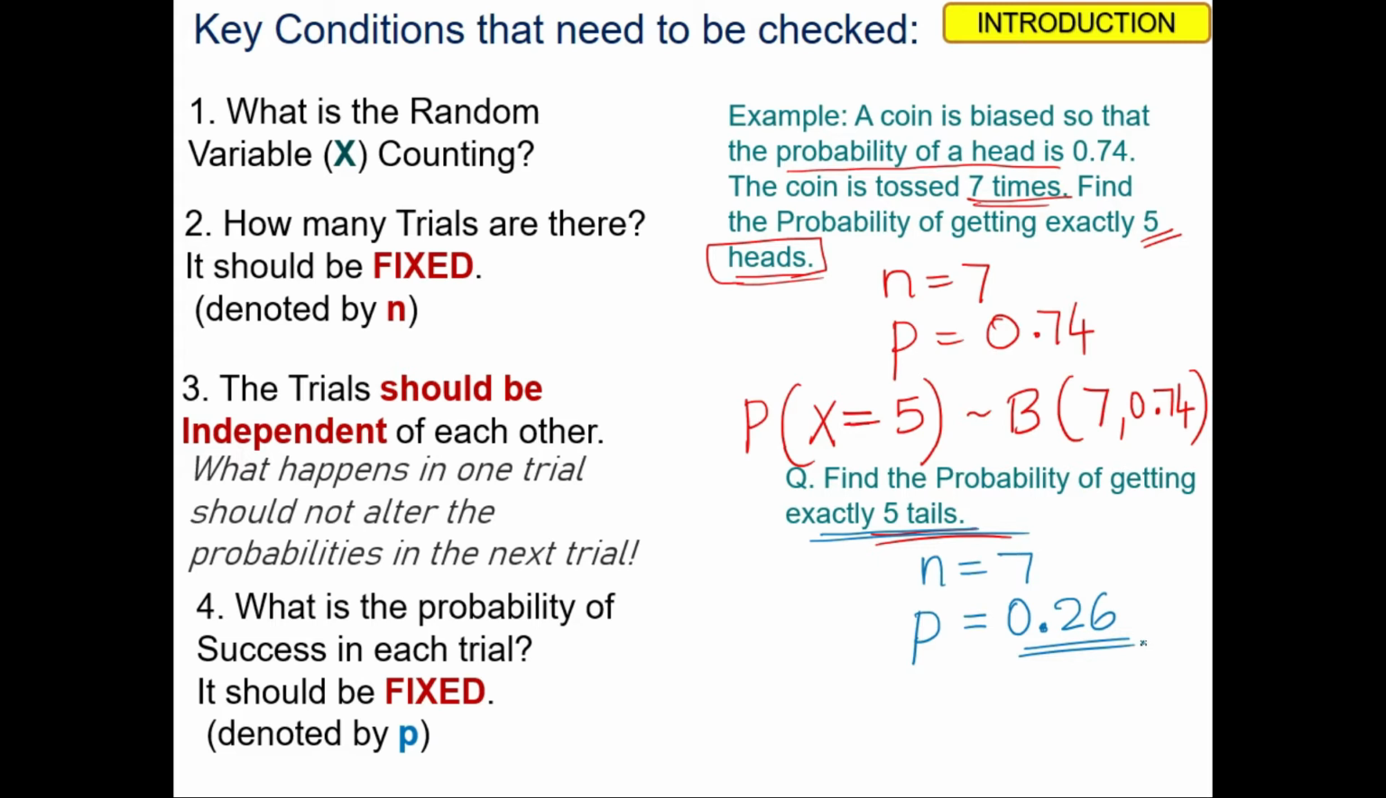So please be careful when you have questions like this. Make sure what the random variable is counting so that you take your probability according to it. And the remaining calculation remains the same. You're going to find the probability. So let the random variable of getting a tail be a. So a is going to be equal to 5, and it's being binomially distributed. So this is how you denote it.